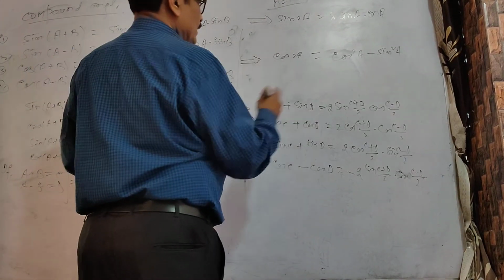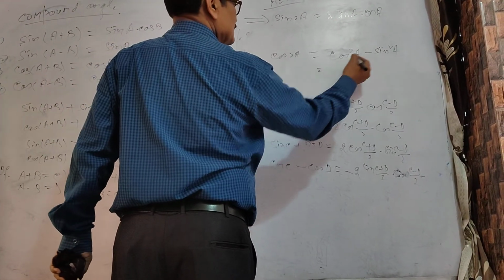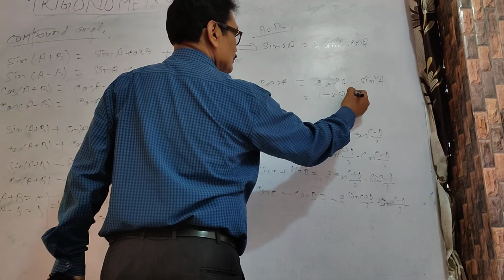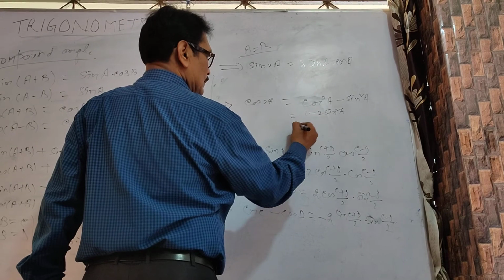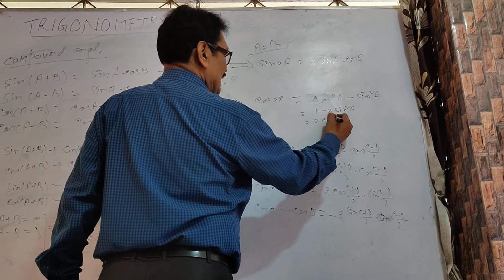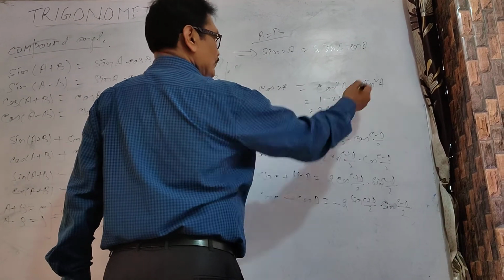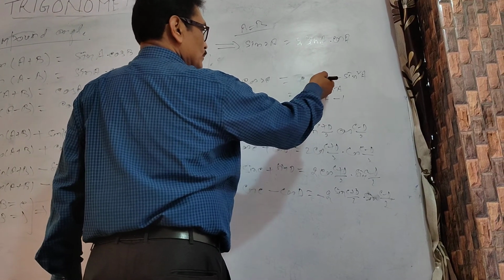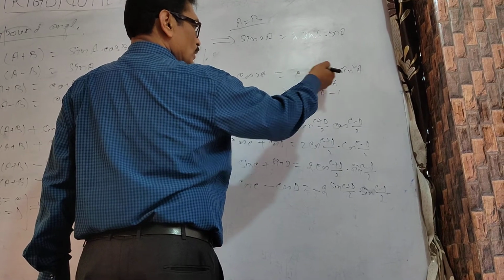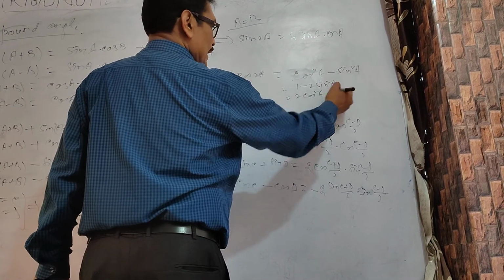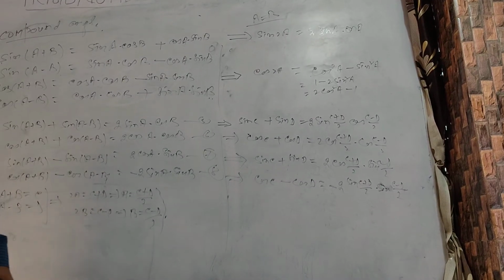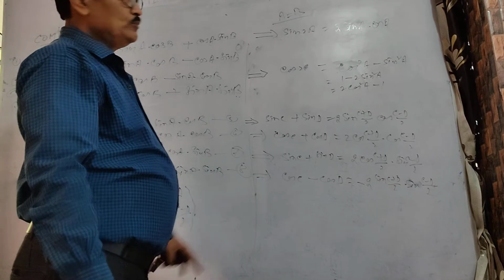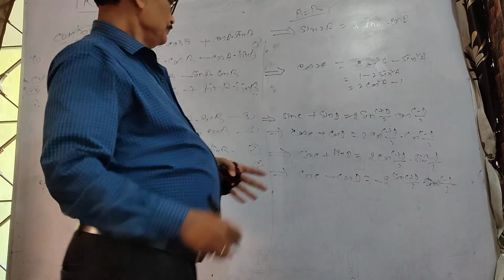So these multiple angle formulas we write here: cos 2A is equal to 1 minus 2 sin squared A, and 2 cos squared A minus 1. If we put sin squared A is equal to 1 minus cos squared A, this result comes. When we put cos squared A is equal to 1 minus sin squared A, this result will be obtained. So these are the important results that we should understand.